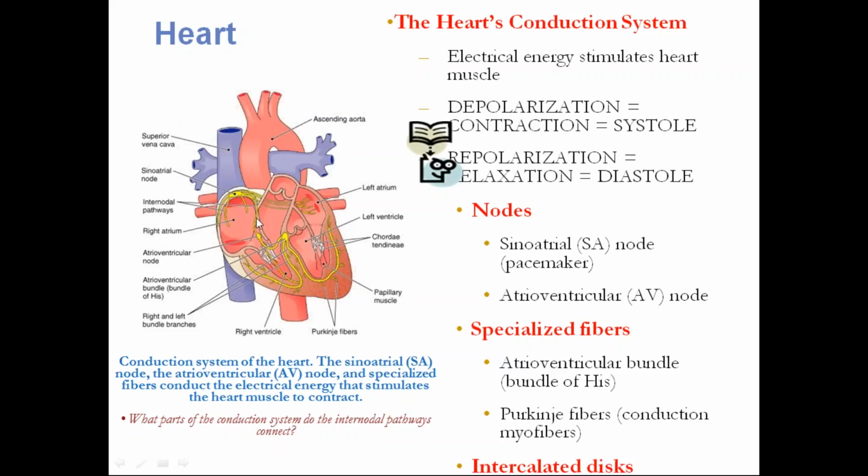Then the electrical impulse goes to the ventricles. When the electrical impulse arrives at the ventricles, that is the moment where the ventricles are going to contract. So who is first to contract? The atriums. Then it's going to be the ventricles. Okay? All right, so keep that in mind.